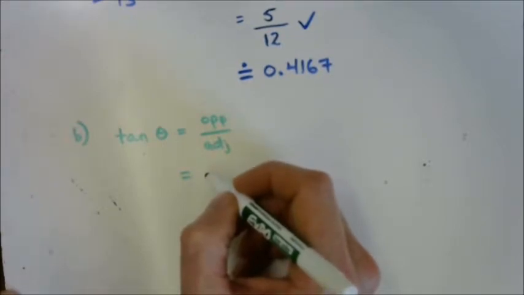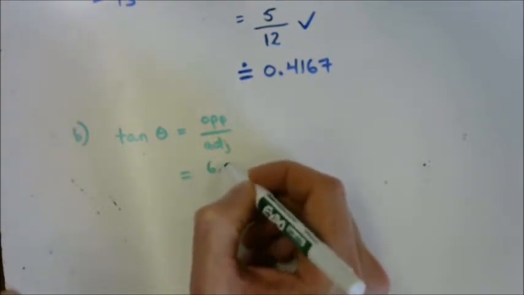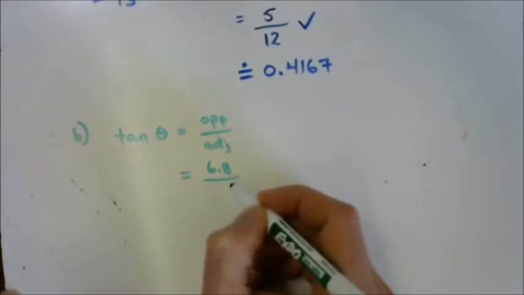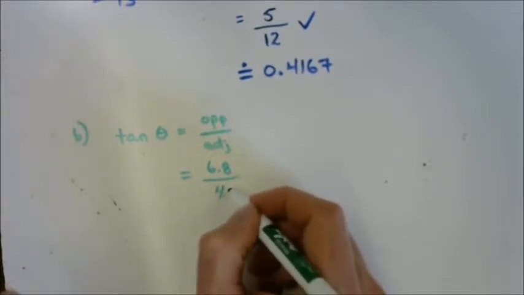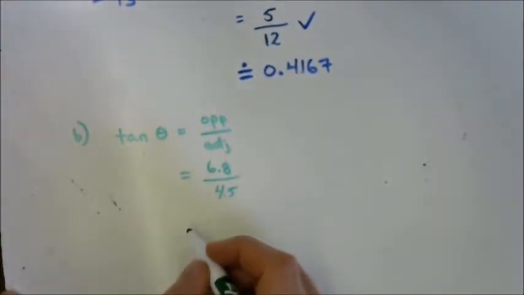Careful, is that opposite theta? Oh, 6.8. So it doesn't matter which one is longer or shorter, it matters where it is in the triangle. And the adjacent side length? 4.5, right, not the hypotenuse. So there we have it expressed as a fraction.